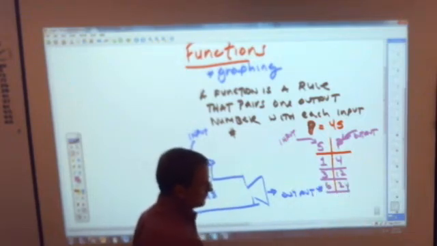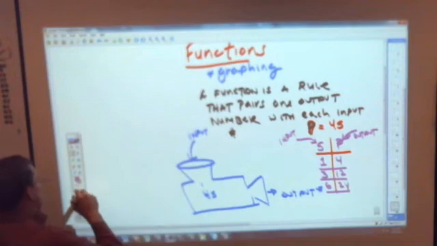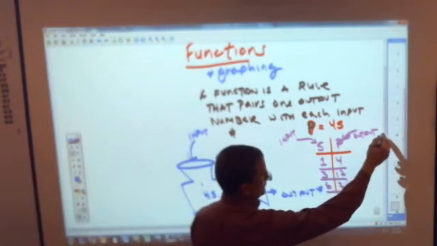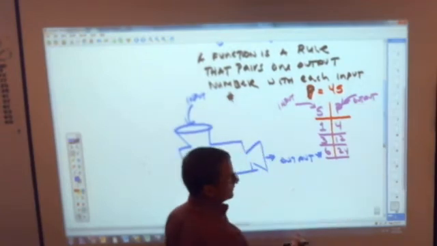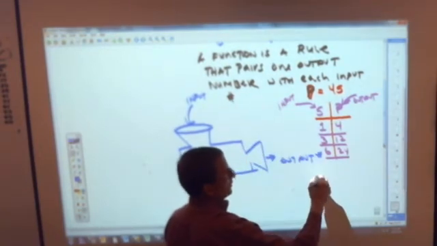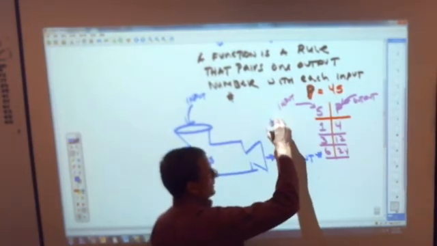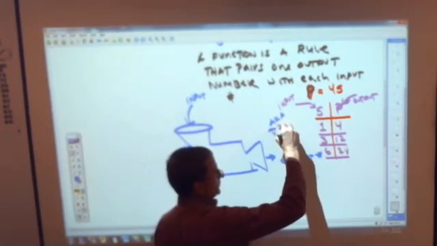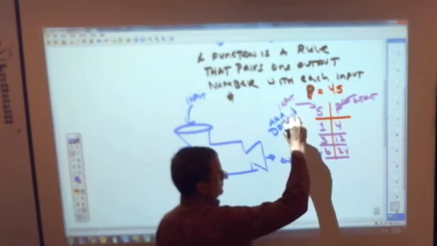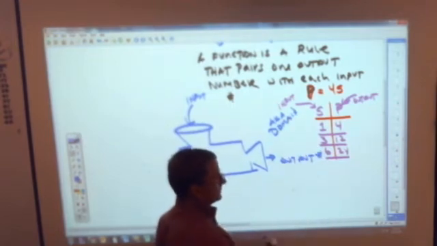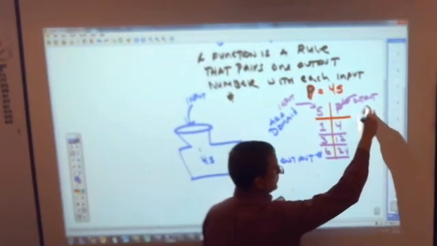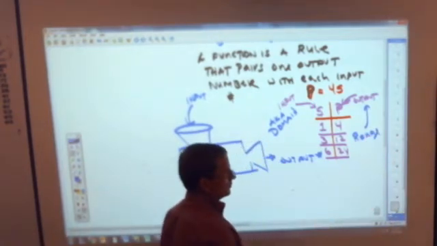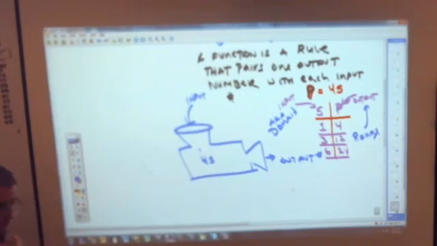Okay, got that? Now, just a couple other names that the book gives these that you'll hear for the rest of your mathematical life. The input numbers are also known as the domain numbers. Just write that. You don't really have to understand much about it. And the output numbers are called the range. The domain and the range.